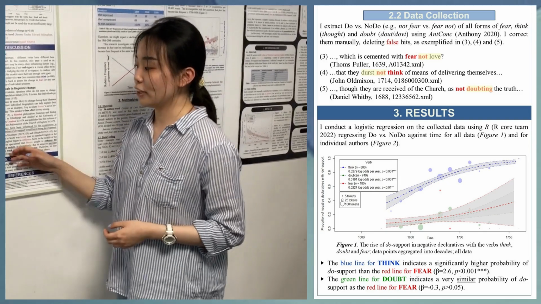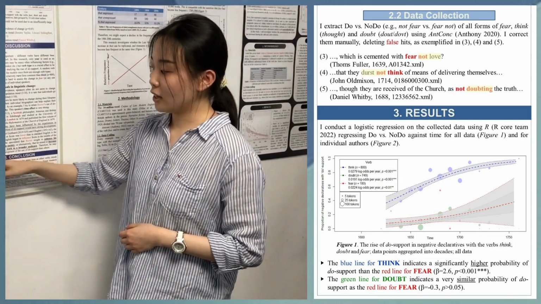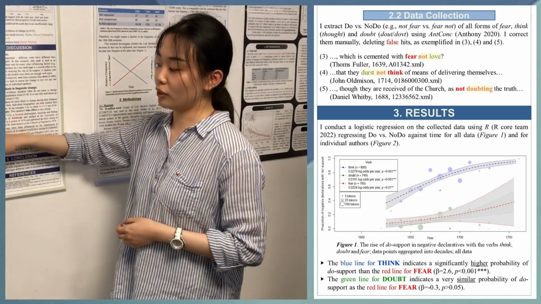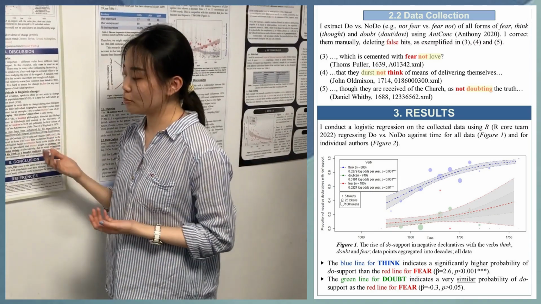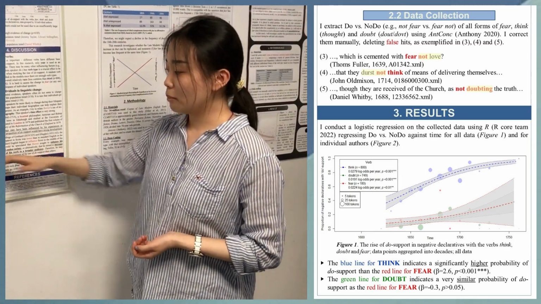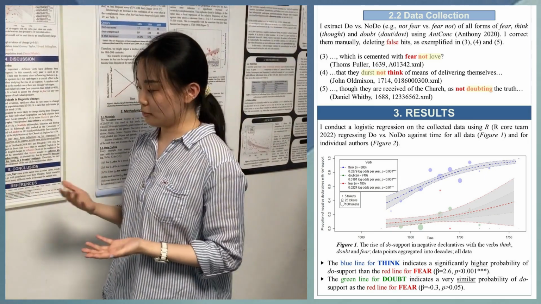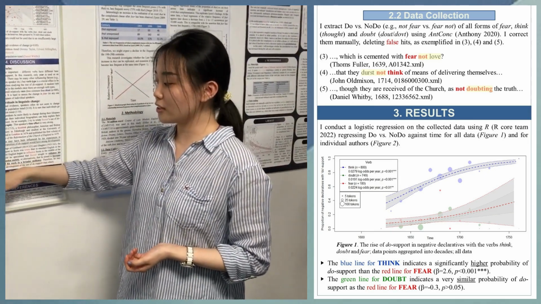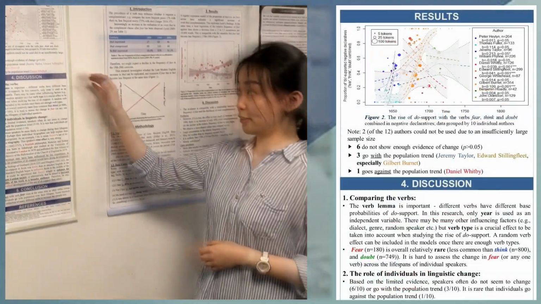In this figure, we can see fear is the reference value, which is the red line. And if you compare it to the blue line, think, you can see they are quite different. Think has a higher probability of do support than fear. But if you compare it to the green line, you can see they are quite similar. These two lines almost overlap. And then comes the second result.